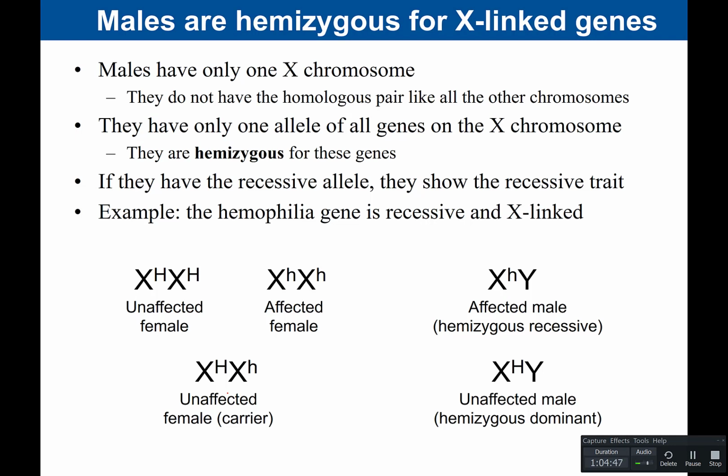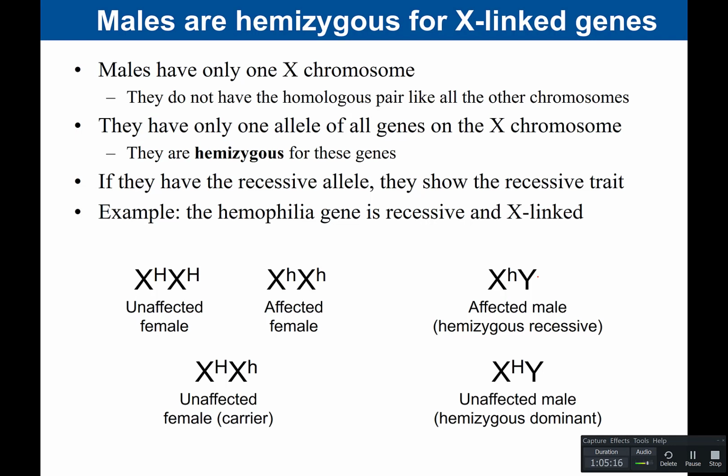Now let's think about daughters. Let's say we have a female who has hemophilia. If a daughter has hemophilia, who else in her family definitely has hemophilia as well? Answer, her dad. Because the only way she gets to be X little h, X little h is if she got a little h from both parents. That means that dad was X little h, Y.